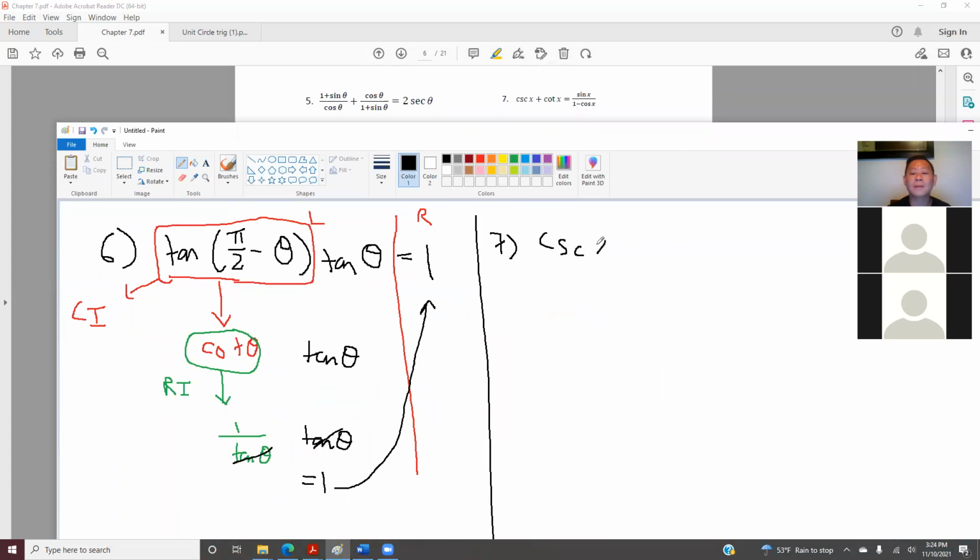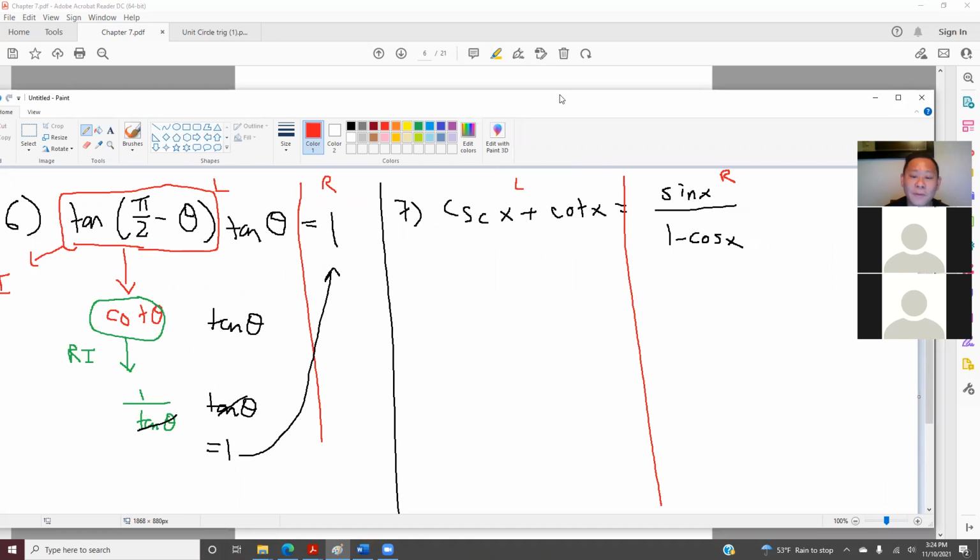Cosecant x plus cotangent x equals sine x over 1 minus cosine x. Can we use the Pythagorean theorem on this question? No. Why not, Kelvin? There's no square. There you go, there's no square. Please do not use your Pythagorean identity.